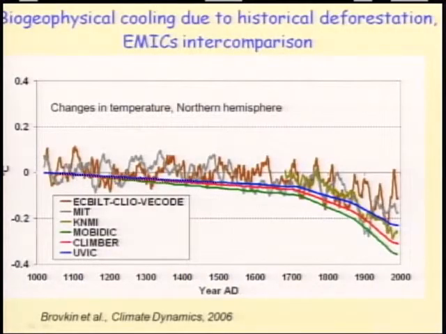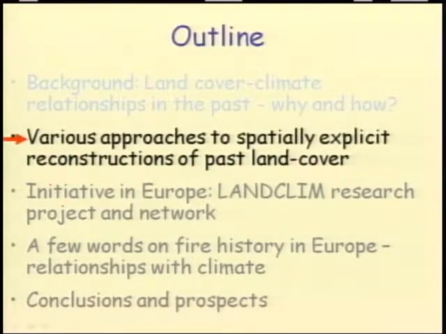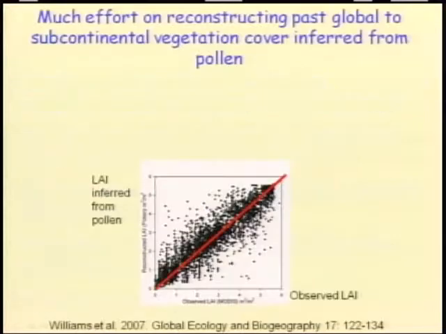There are a lot of examples in the literature of experiments with climate models. This is already an old one from Brovkin and collaborators, showing biogeophysical cooling due to historical deforestation using a very simple reconstruction of past land cover based on simple population models. There are various approaches to spatially explicit reconstructions of past land cover.